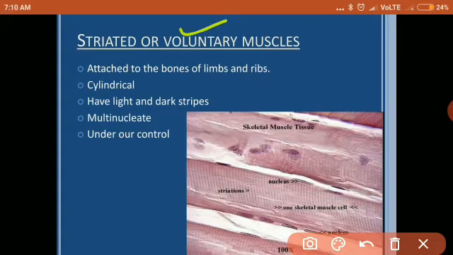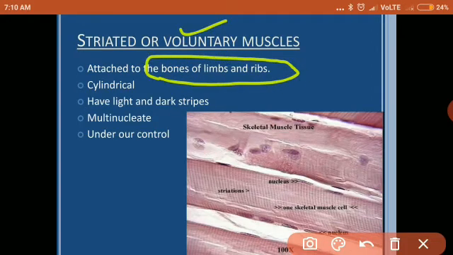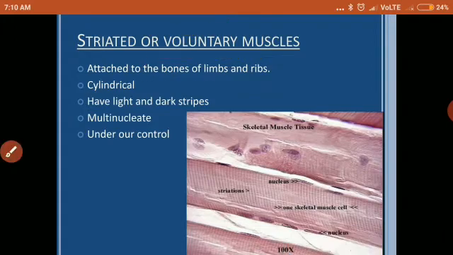Voluntary means which you can move according to your wish. So, these muscles which are attached to bones of limbs and ribs can be moved according to our wish. If I want to stand up and go from this chair to another chair, then only I will go. Why is this happening? Because of my wish. My wish is there, therefore I am contracting and relaxing my muscles, and so my muscles can move, and therefore these muscles are called voluntary muscles. If I don't want to, I will not move from that place.